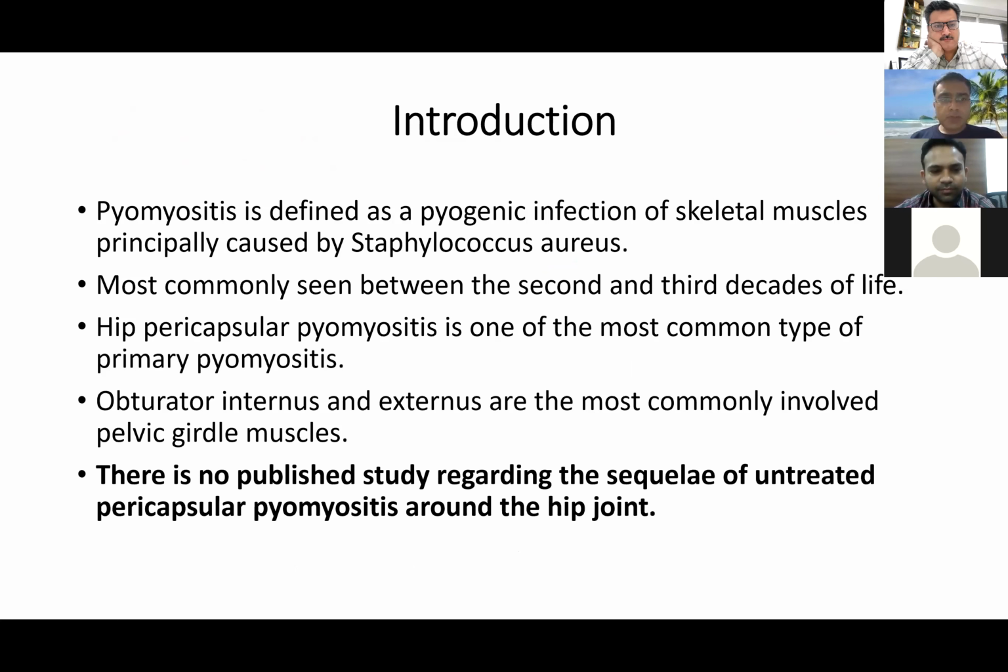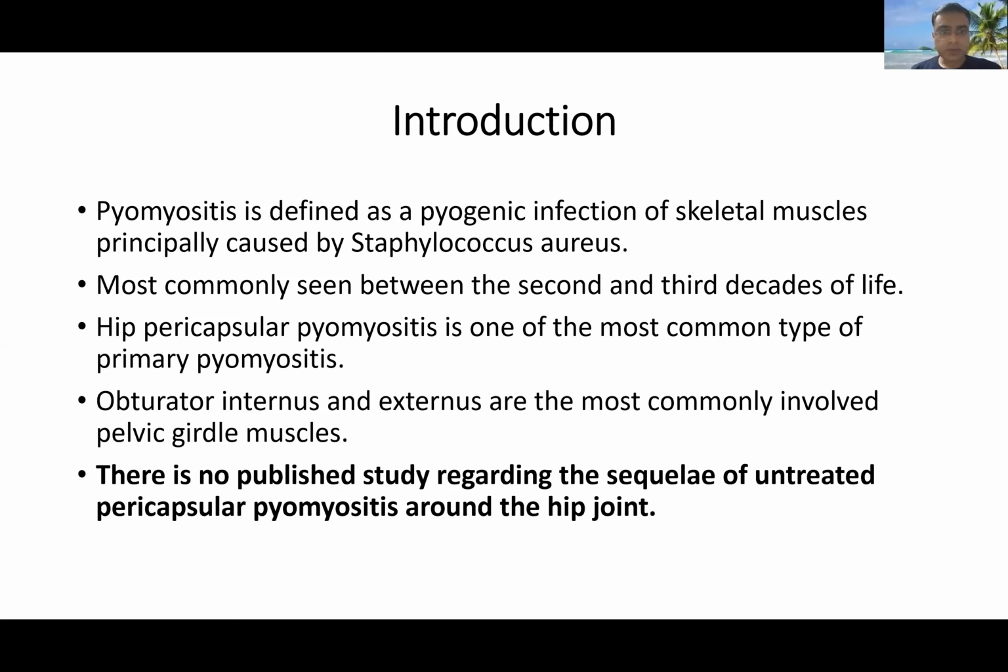So we know that pyomyositis is defined as a pyogenic infection of skeletal muscles, principally caused by Staphylococcus aureus. It is most commonly seen between the second and third decades of life. Hip pericapsular pyomyositis is one of the most common types of primary pyomyositis. Of these, obturator internus and externus are the most commonly involved muscles around the pelvic girdle. Before this, there was no published study regarding the sequelae of untreated pericapsular pyomyositis around the hip joint.